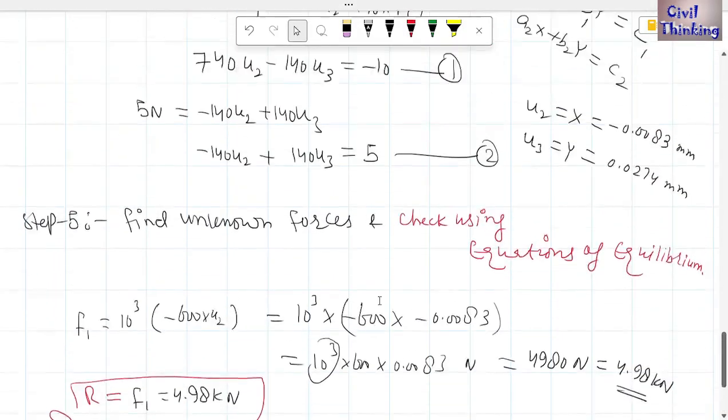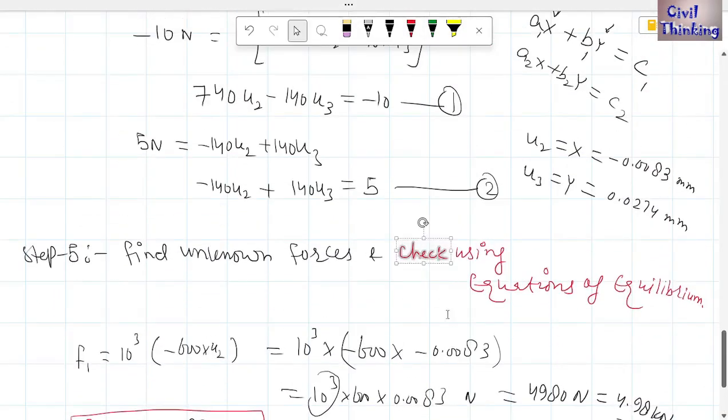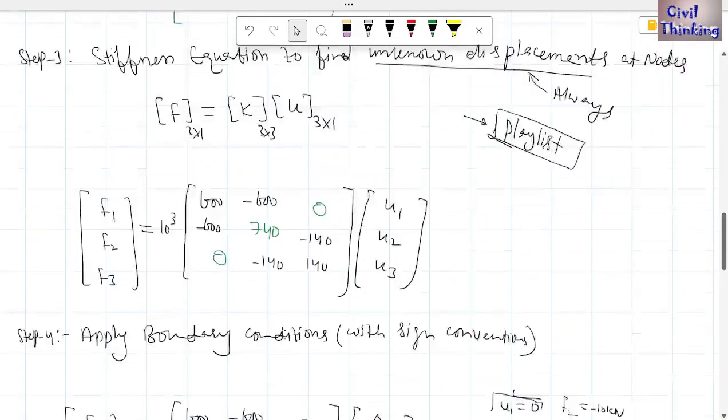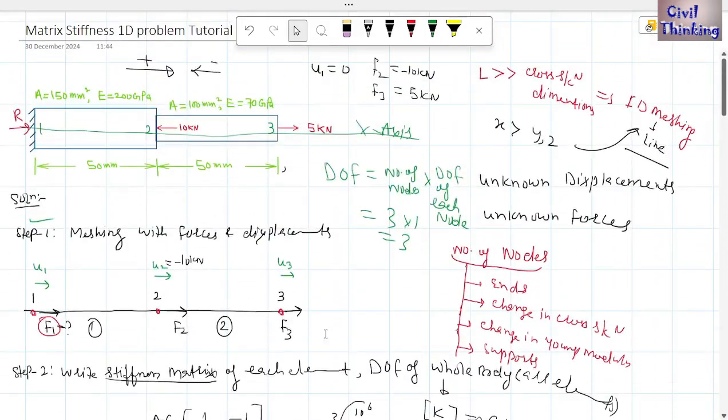So now we have to check. Remember, this is very important, using equations of equilibrium. Now what are equilibrium equations? I have made lectures on this. Equations of equilibrium are summation of forces along x equal to 0, y equal to 0, and z equal to 0, and summation of moments about the x axis, y axis, and z axis is 0. So we have 6 equations of equilibrium.